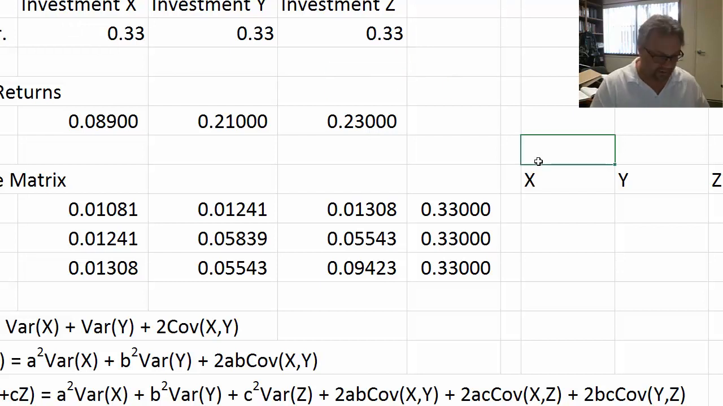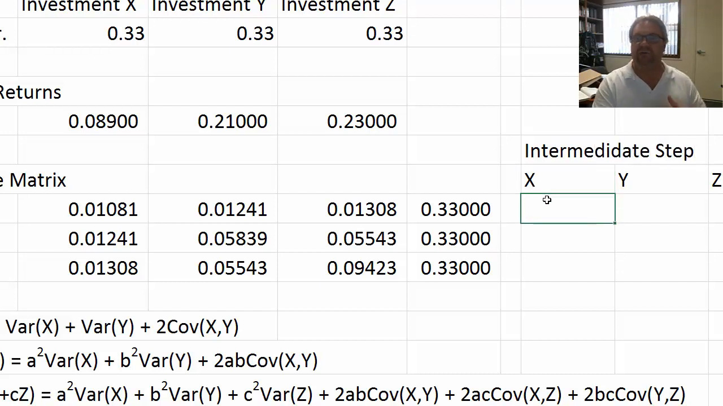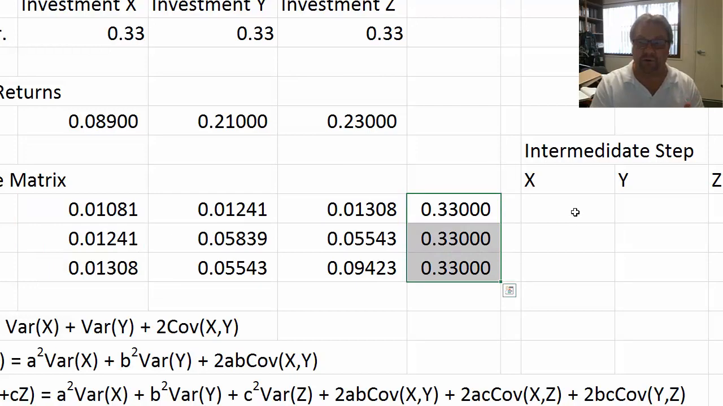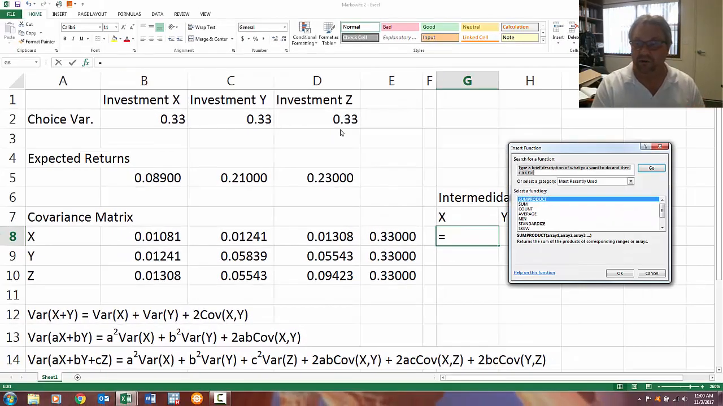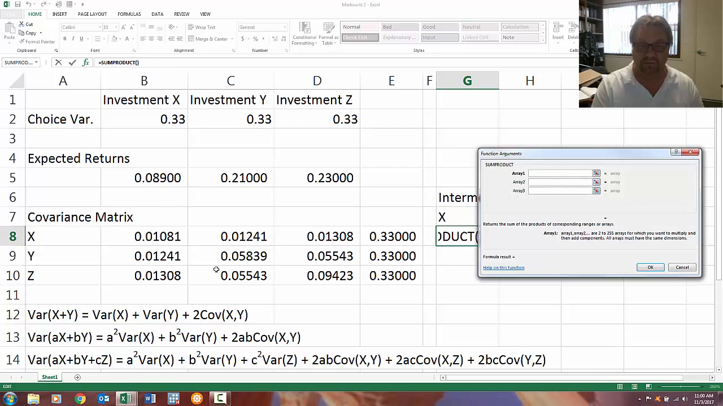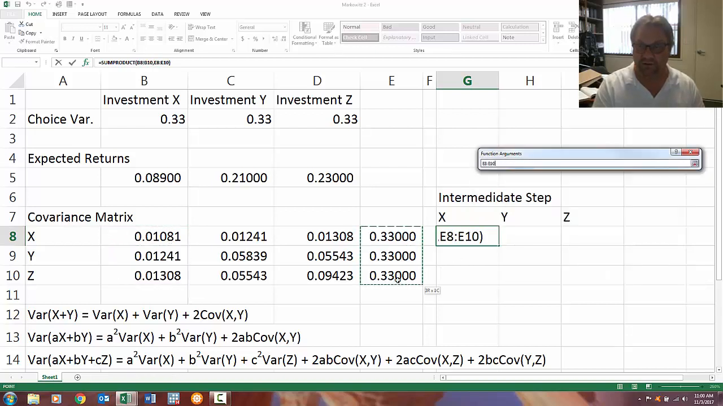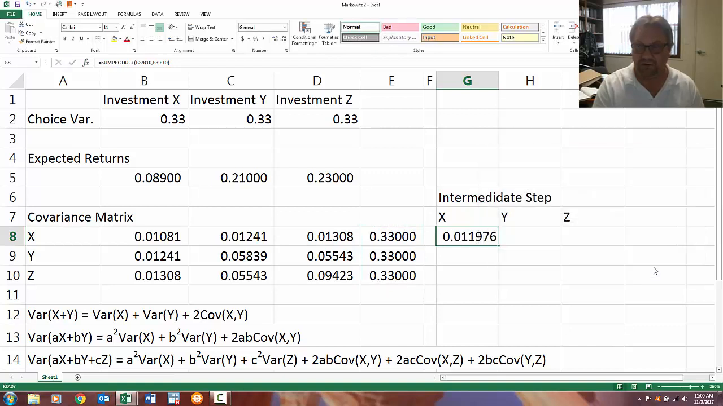This first one I'll call an intermediate step. All right, so this is just going to be the simple sum product. I'm going to take the sum product of this column with this column. Let me do it first and I'll show you what I'm doing. So sum product of this column and this column, okay?